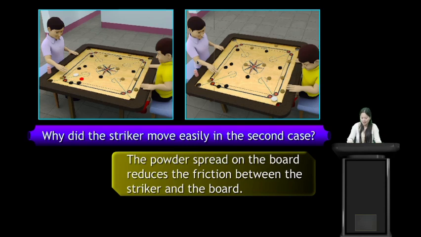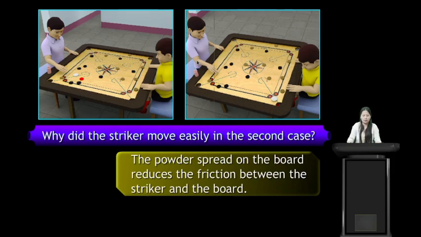Yes, students? It is because the powder spread on the board reduces the friction between the striker and the board. Here the friction is more, and that is why the striker or the dice did not move properly. It did not move smoothly.